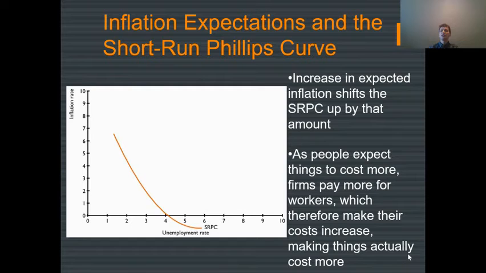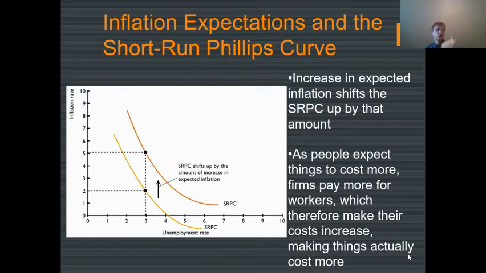Now, where this gets complicated is when we start thinking of inflation expectations. So an increase in the expected inflation rate shifts the SRPC up by that amount. So basically, as people expect things to cost more, firms pay more for workers. This makes their costs increase, therefore making things actually cost more. So you can see, assume the expected inflation rate increases by 3%. You shift everything up by 3% because everybody expects everything to cost 3% more. So that's why the SRPC moves up with inflation expectations.